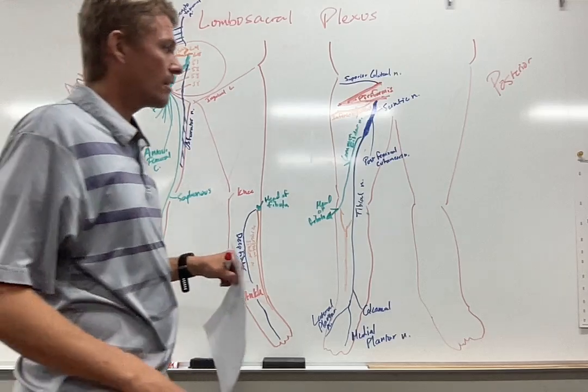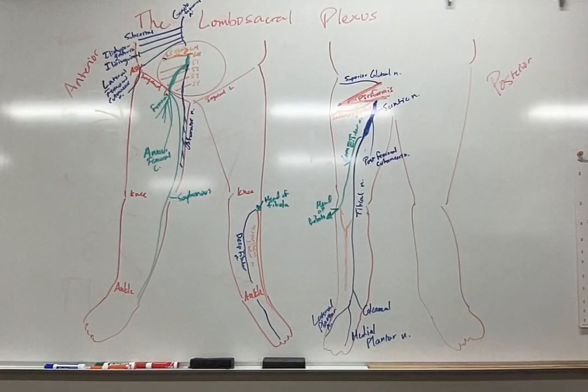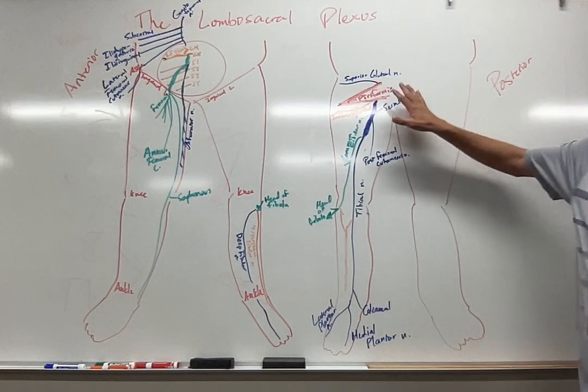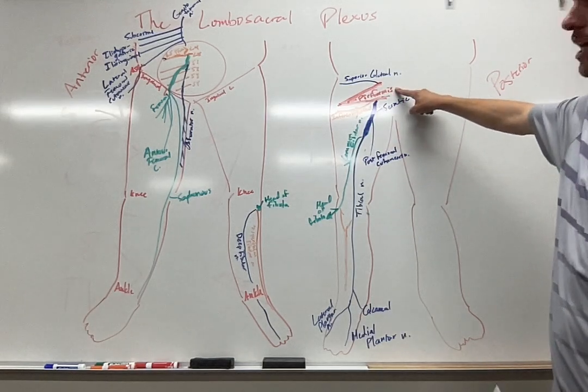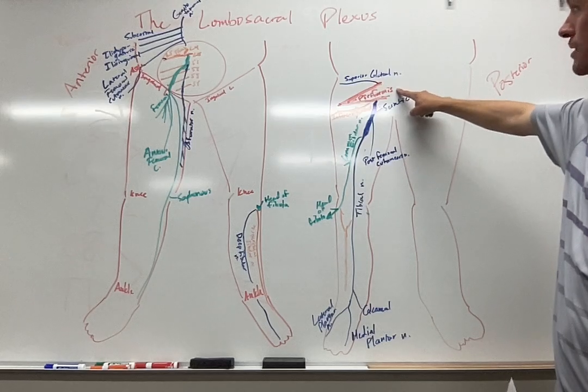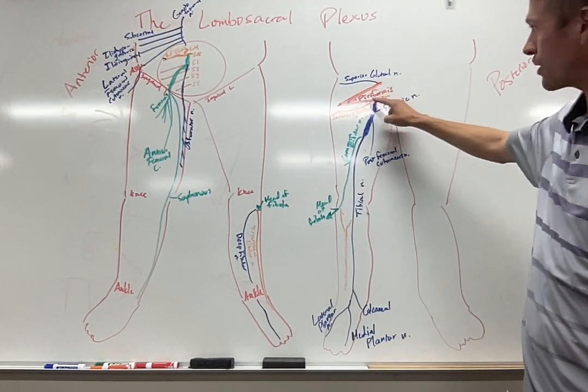Okay. Now, I'm going to move into the posterior lumbosacral plexus here. An important landmark in this posterior lumbosacral plexus is the piriformis muscle, which I drew in.